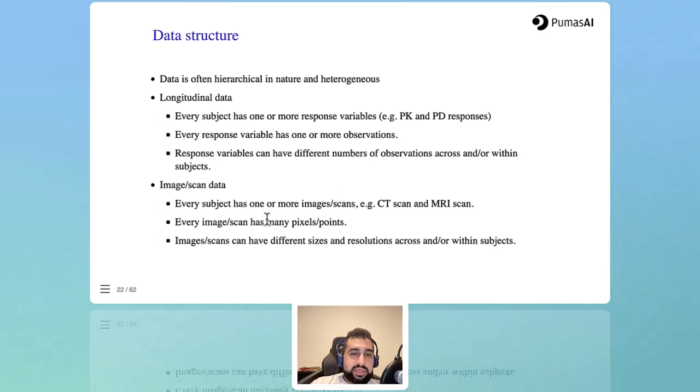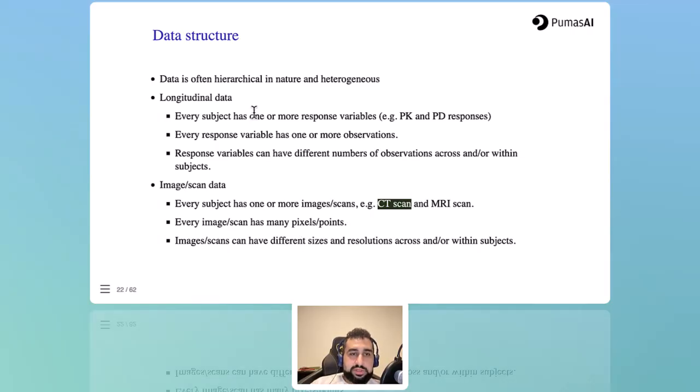Every image or scan has many pixels or points, but each image or scan can have a different number of pixels, meaning that a CT scan, for example, may have a very different representation compared to an MRI scan. Even for the same patient, you might have slightly different resolution or quality of the scan depending on the operator of the machine. And so you might have slightly different representations even for the same scan between different subjects.